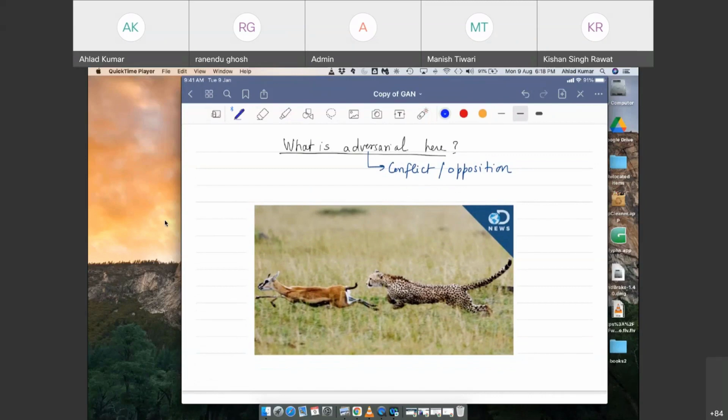So basically, can anyone tell me what kind of adversarial thing is going on over here? If you see this picture, what kind of opposition is going on, and what variable are they trying to minimize or maximize? Because somewhere or the other, opposition means you are doing one way or the other. Can anyone tell that? Anyone of you?